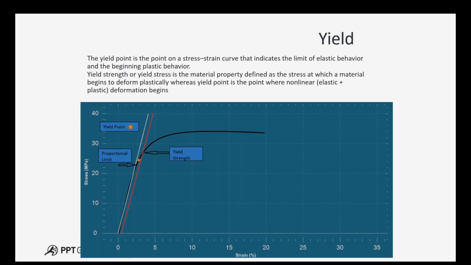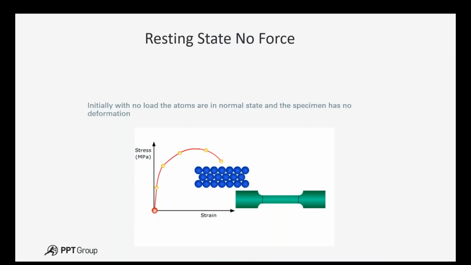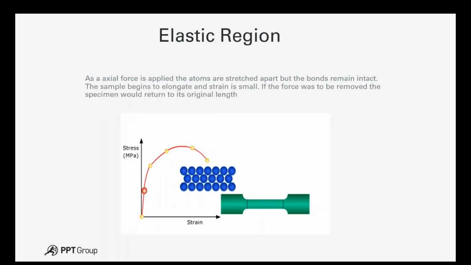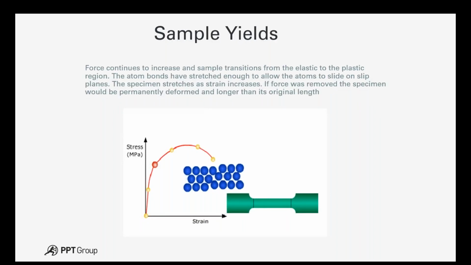So what actually happens inside a material? With no load, the atoms inside your material are sat in a normal state, and the specimen has no deformation at all. Then we start to pull on the sample and enter the elastic region. The bonds between the molecules remain intact, the sample begins to elongate, and the strain is small. If the force was removed now, the specimen would come back to its original length and the atoms would come back together. But if we keep going, we start to yield.